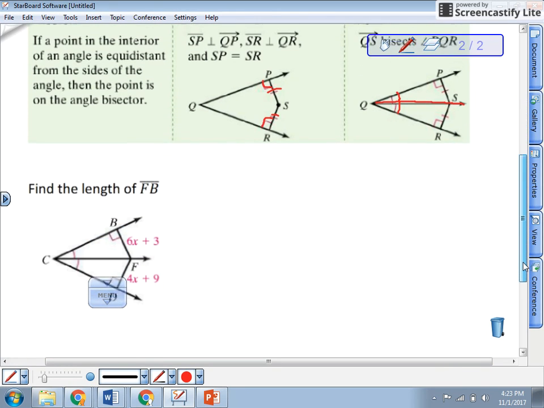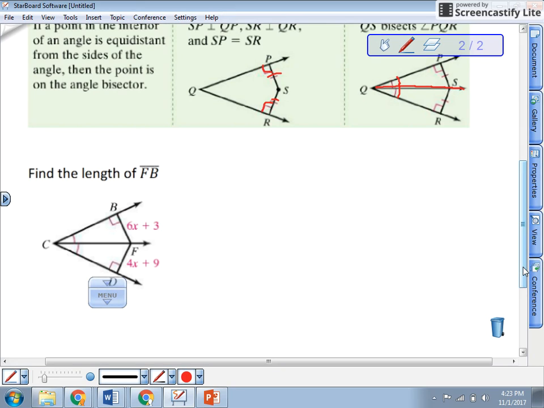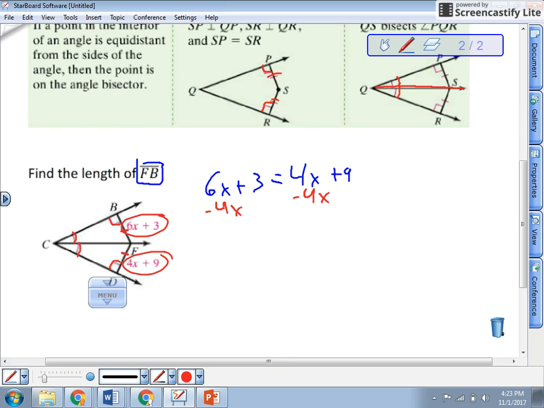How are we going to use this information? Here's a problem. Now we're going to find the length of FB right here. Here's our angle bisector. You can see it's an angle bisector, and you can see that we have these perpendicular segments here. Then we know that these are equal to each other. So once again, we're going to set this equal to that. So here we go, 6x plus 3 equals 4x plus 9. Algebra: subtract 4x from each side. So you'll be left with 2x plus 3 equals 9.